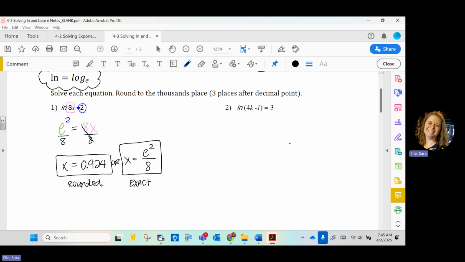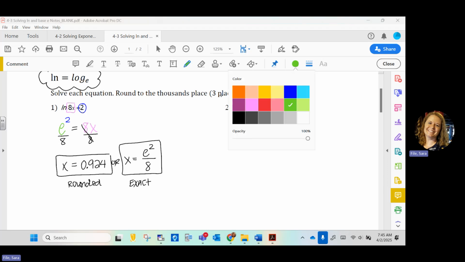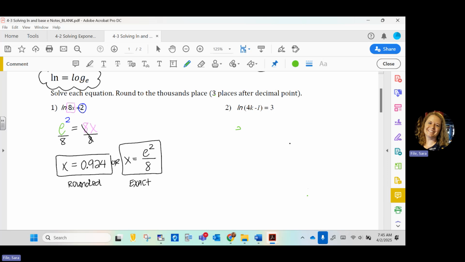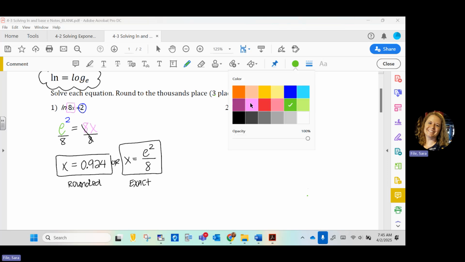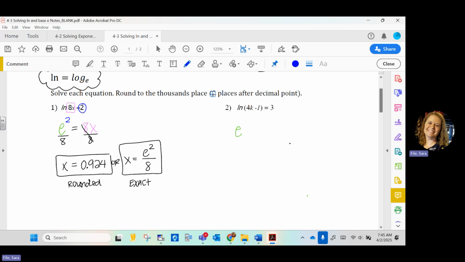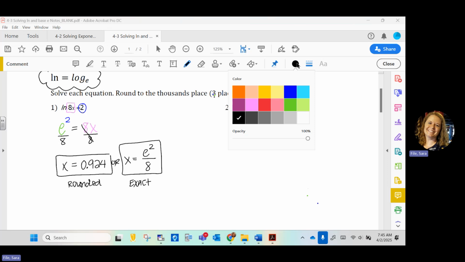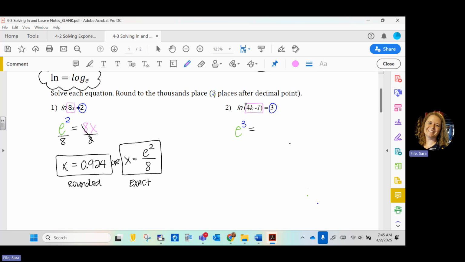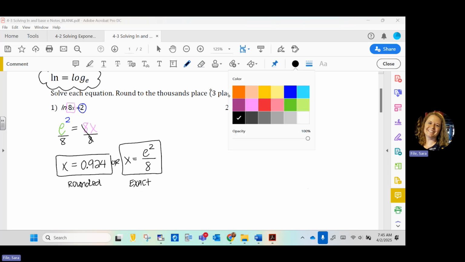All right, number 2, my base is e. All of these that are natural logs are going to be a base e. This time I am raising it to the 3rd power, so cubed, and it's going to equal my argument, which is 4k minus 1. So now I've got a couple steps that I need to take to isolate the variable k. So the first one is going to be what? Do I get rid of the 4 or the 1 first?